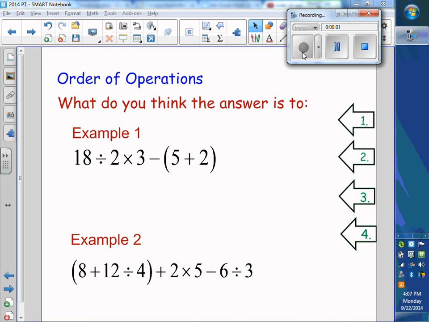Quick order of operations review. I have 3 examples for you, and we're going to go through them. First thing I'd like to do is just remind you of the order of operations.